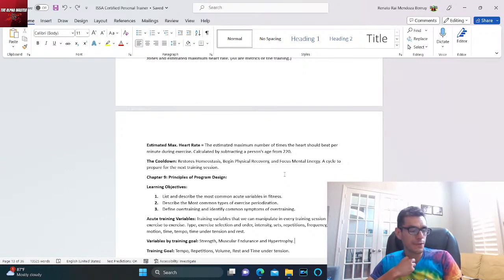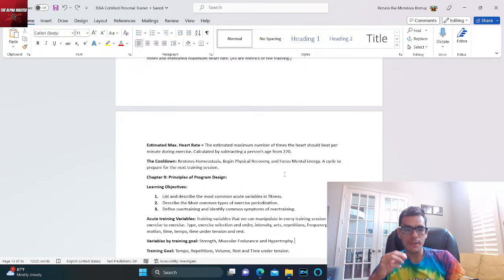And finally, for hypertrophy, which is the making of muscle mass, you have a tempo of 3-1-3-1. Repetitions, you go from 6 to 12 repetitions. Volume, you go from 3 to 4 sets. Rest from 1 to 3 minutes, and time under tension is going to be exactly 40 seconds for hypertrophy. You're right in the middle.